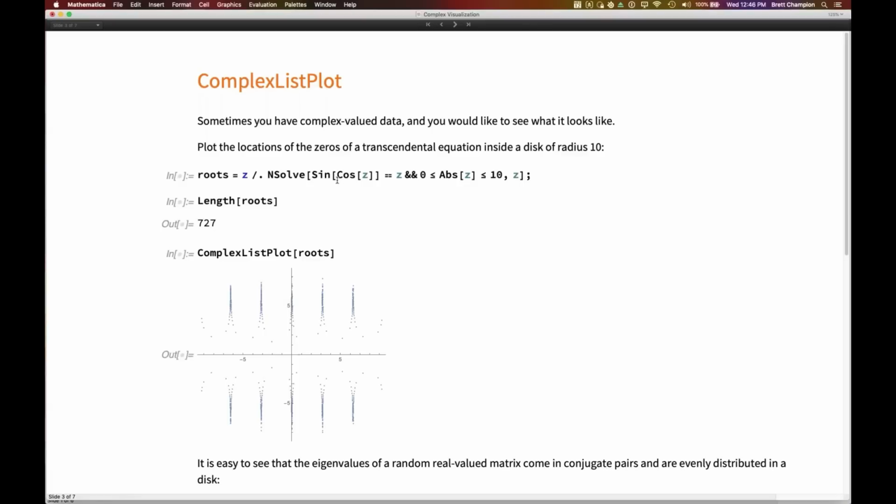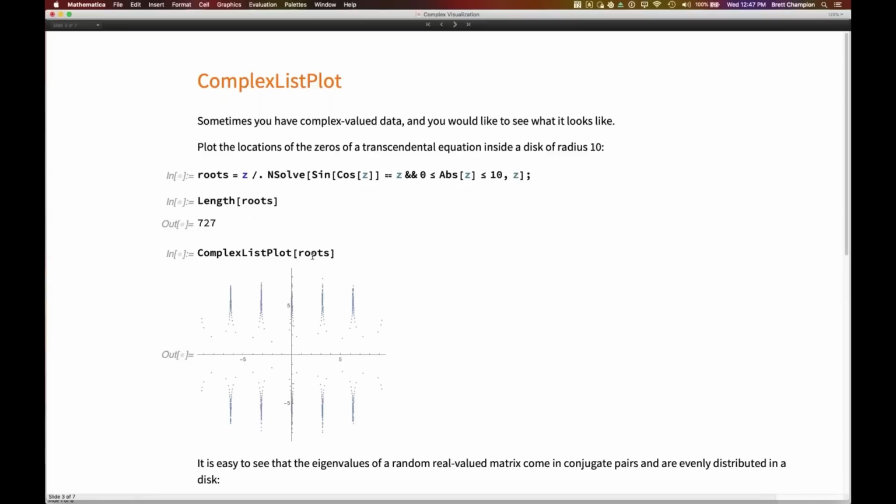Coming up through school, we always learned that a polynomial of degree n has n roots. If you introduce transcendental functions, then things get a lot more interesting, and because of periodicity, you frequently get an infinite number of roots. And so here we're looking at the values of z for which sine of cosine of z is z. So basically where sine is cosine inverse. And we're just looking inside a disk of radius 10. And it turns out that there's 727 such points.